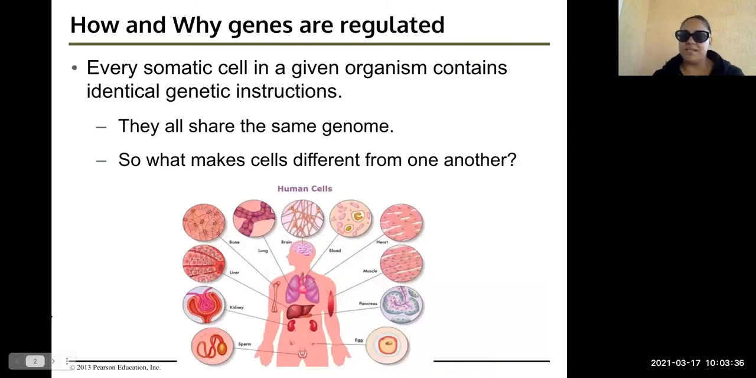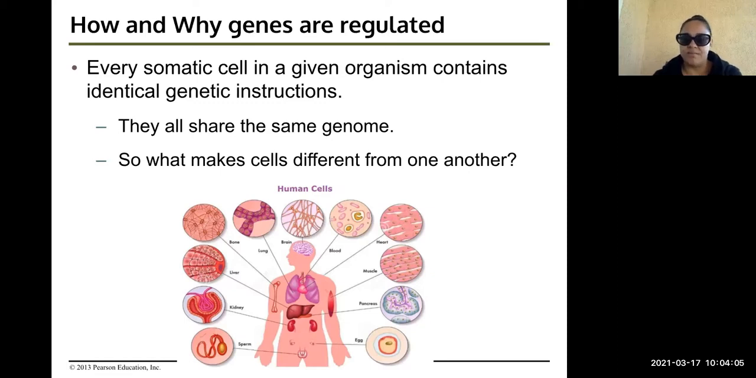So every somatic cell in a given organism contains identical genetic instructions. They all share the same genome. So what makes cells different from one another? Every single cell in our body in the nucleus has the exact same set of DNA, and our DNA genome has like 3 billion base pairs in it. And so why are our cells so different?